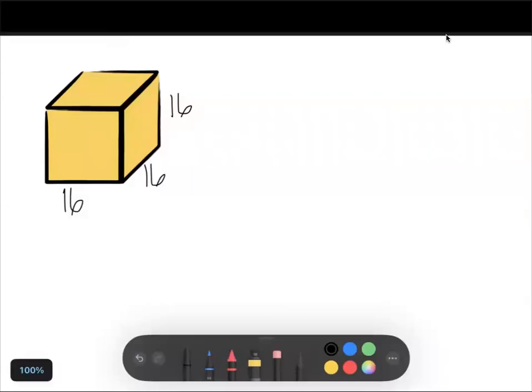Hello there. We are talking today about how to find the volume of this cube. Okay, so let's go ahead and get started. Now, whenever we are going to find the volume of a rectangular prism or a cube, we're going to use the formula volume equals length times width times height. That is the formula for finding the volume of any rectangular prism or cube.